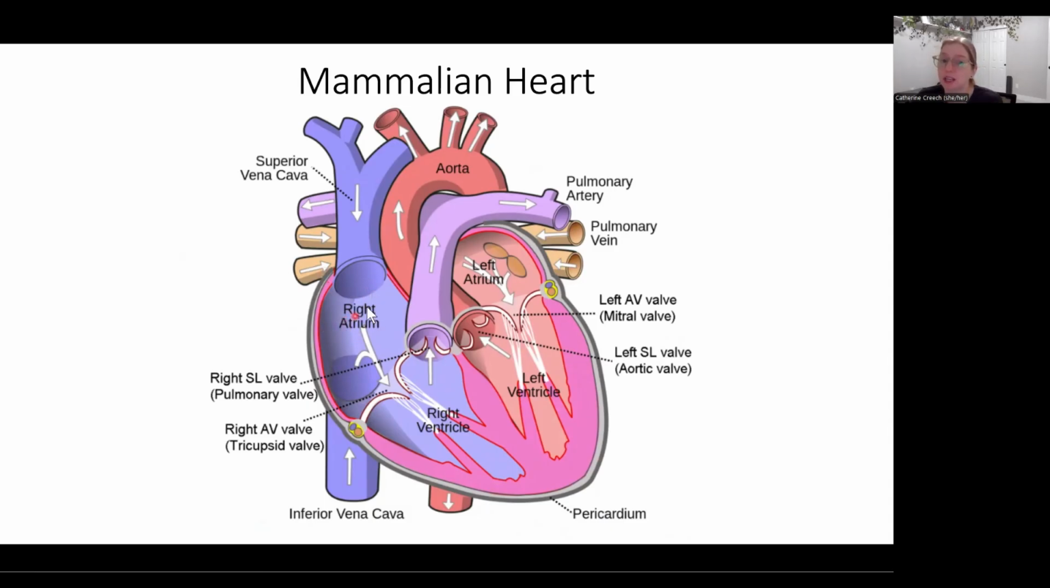Your atria, when they contract, they're just topping off the ventricles. They don't have to send blood very far. Your ventricles, however, when they contract, they're going to have to send blood a lot further, and they're creating a lot more pressure.